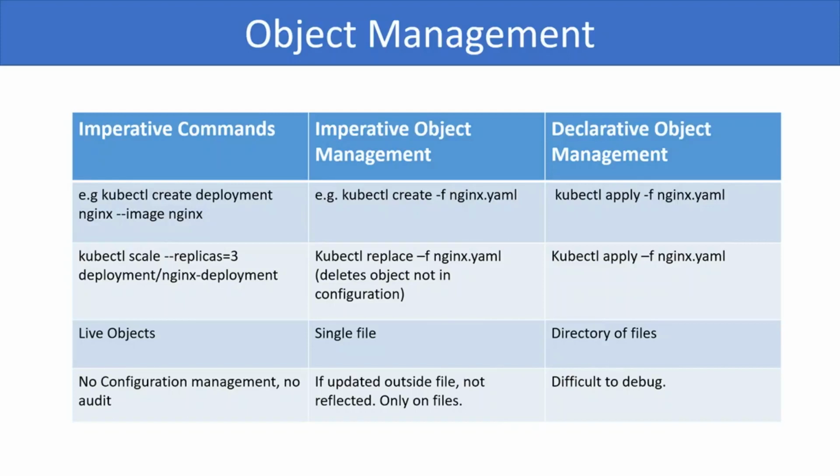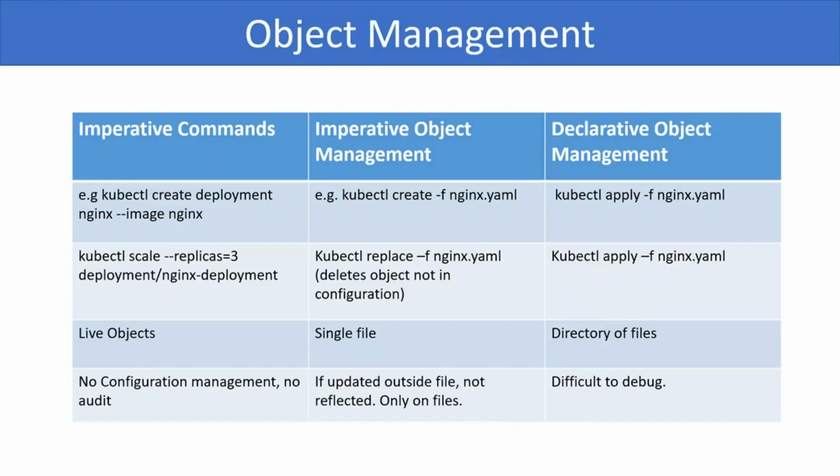In the second method, we use a YAML file and the create method to create a deployment. To change the deployment, we use the replace method. It works with single YAML file at a time. Also note that when we use the replace command, any configuration that is not in the YAML file will be lost. So any changes that are made outside the configuration files are lost forever.